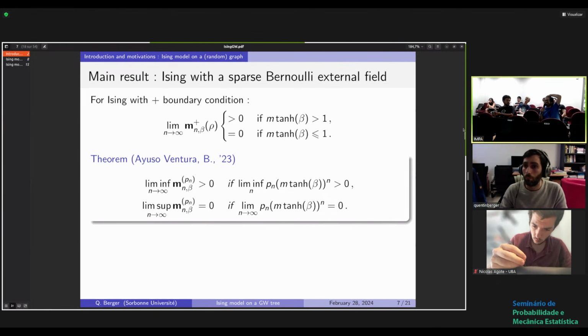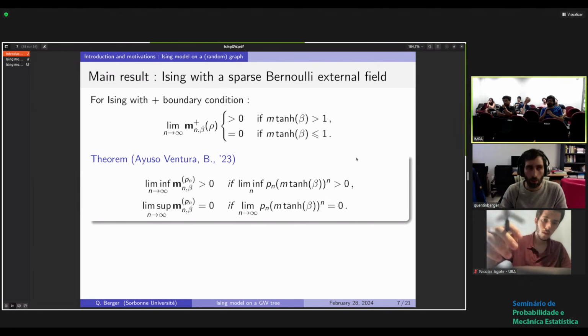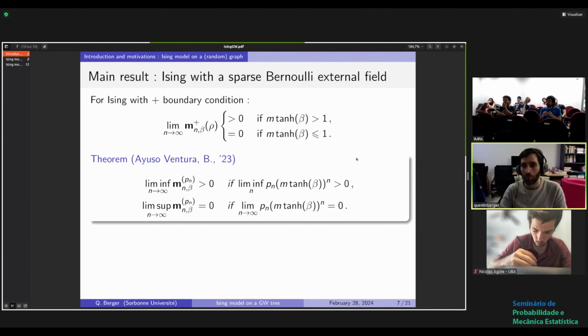In principle, you could play around also with the parameter beta here. So if beta depends on n, yeah, this thing works as well. Let me think. Yeah, no, that works as well. Okay, thank you. I have to think about it, but I'm pretty sure it works.